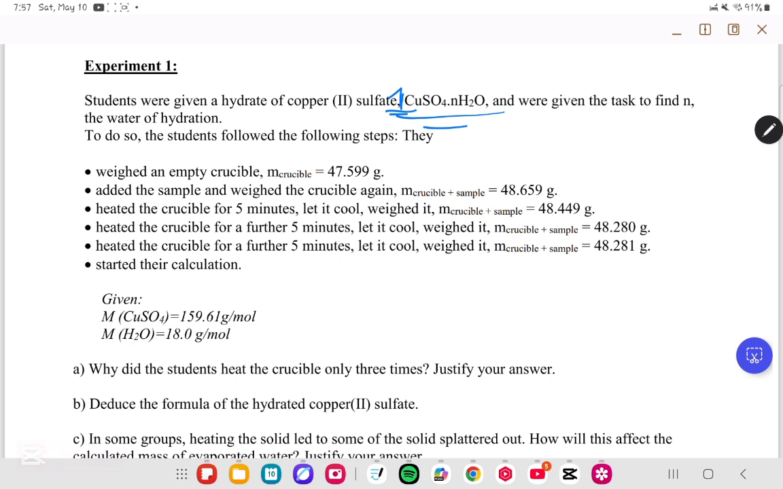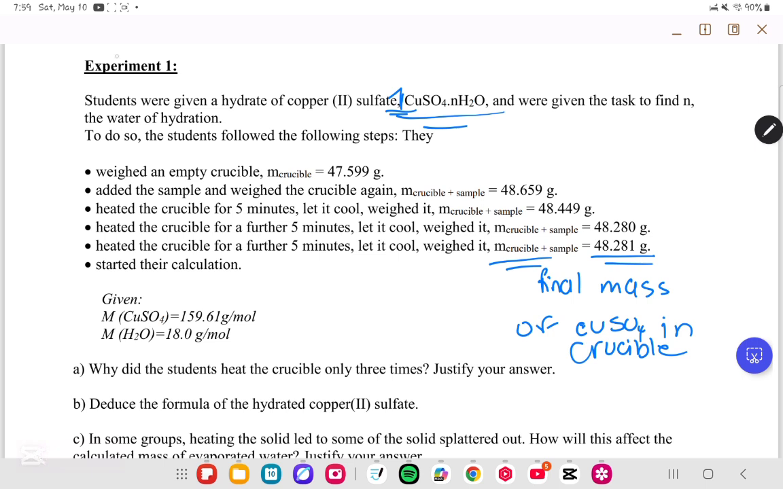In order to do that, we will need to find, first of all, the mass of water and the mass of copper sulfate. So as you can see over here, this is the final mass of the anhydrous, or the without water, copper sulfate, CuSO4. But it's the final mass of the copper sulfate in the crucible.